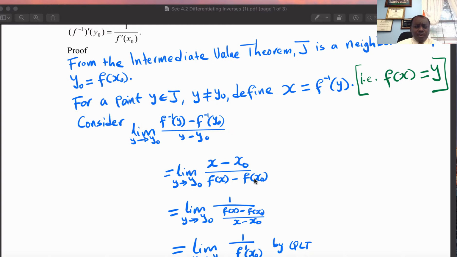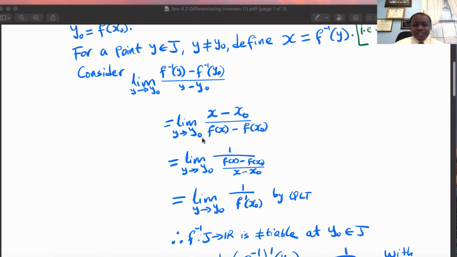This almost looks close to what we are interested in, except that it's flipped. That is not a problem. I just flip it again. So this can be written as limit as y approaches y0, 1 divided by, now I flip it, f of x minus f of x0 divided by x minus x0. Observe that this expression is exactly the same as this.